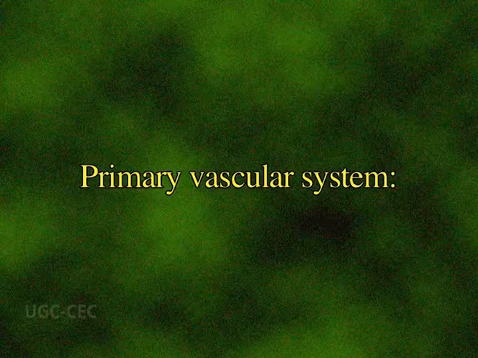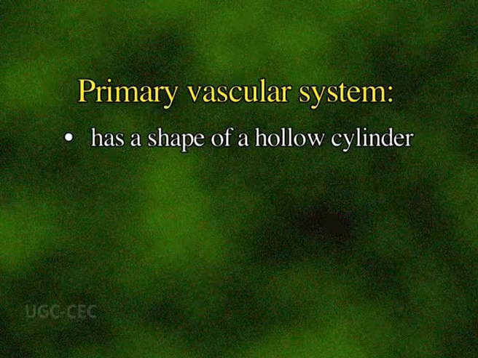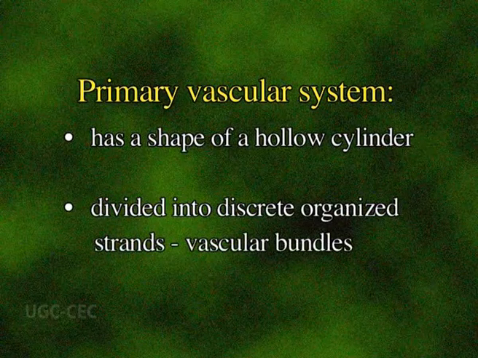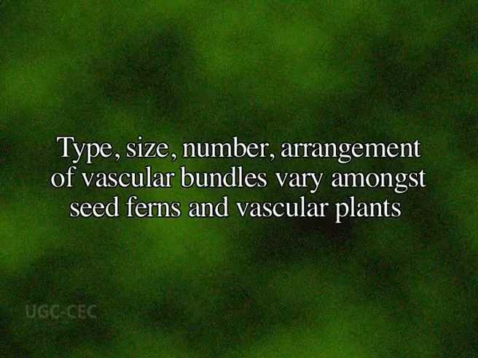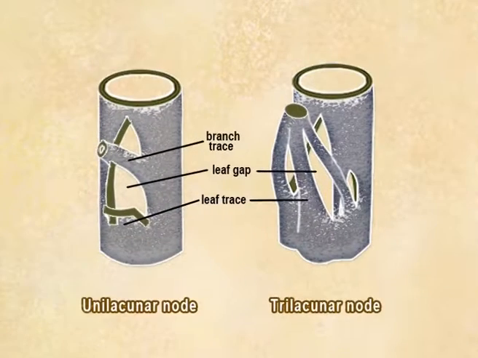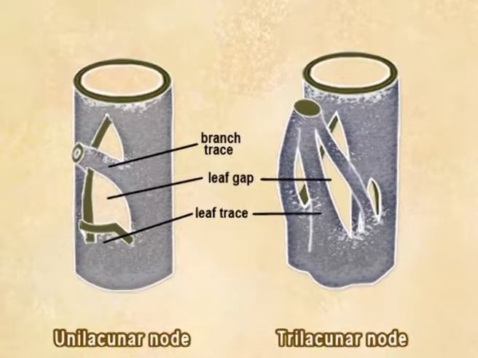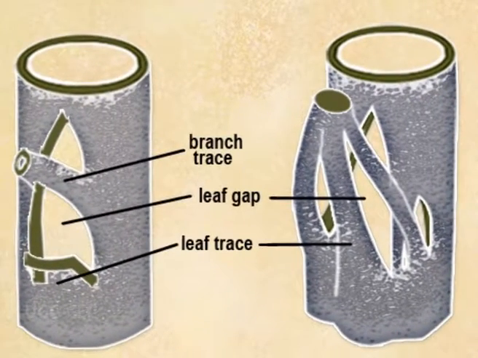The primary vascular system may have a shape of hollow cylinder, or it may be divided into discrete organized strands called the vascular bundles. The type, size, number and arrangement of these strands vary amongst the seed ferns and vascular plants. These variations in the structure of primary vascular cylinder are obvious while we study the anatomy of nodes, where the central cylinder is broken by leaf gaps and branch gaps.